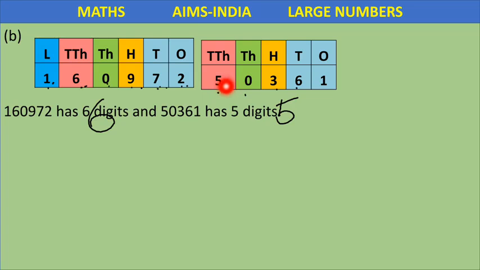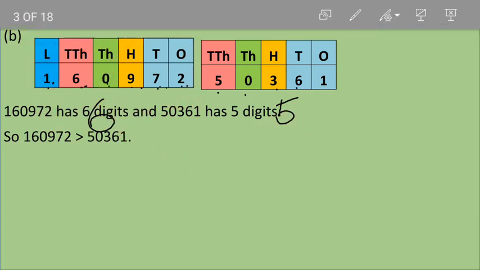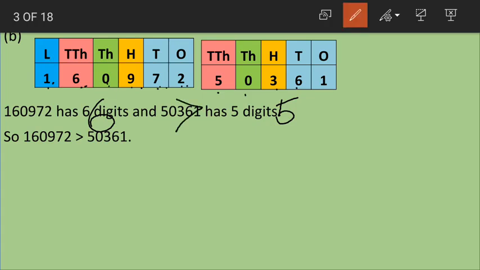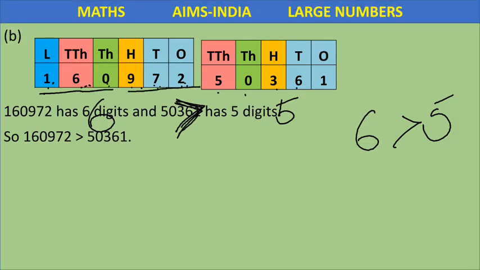See, 1,60,972 has 6 digits and 50,361 has 5 digits. So obviously this number has the greater number of digits, so this becomes the greater number. Opening the mouth towards this side, 1,60,972 becomes the greater number because it has greater number of digits. 6 is greater than 5, right? So the whole number 1,60,972 also becomes greater than 50,361.